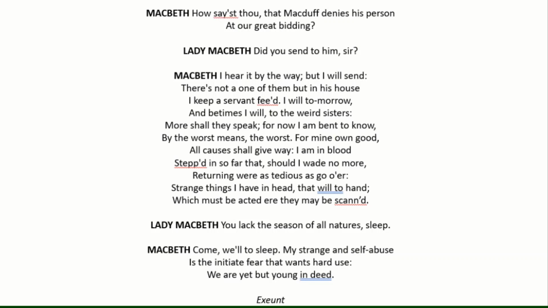Macbeth at the top there questions why Macduff, another thane, has refused to come to the banquet even though Macbeth has commanded him. And Macbeth says that he has a servant paid to spy for him, and that he's going to see the witches and they'll tell him more because he's determined to know the worst about what's going to happen. And he says that he's so far into a river of blood that even if it stopped now, it would be as hard to go back to being good as it is to keep killing people. He says that he has schemes in his head, strange things I have in head. Like, he has to do these things, he has to act upon these ideas.